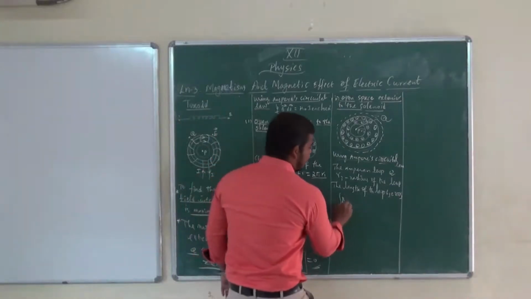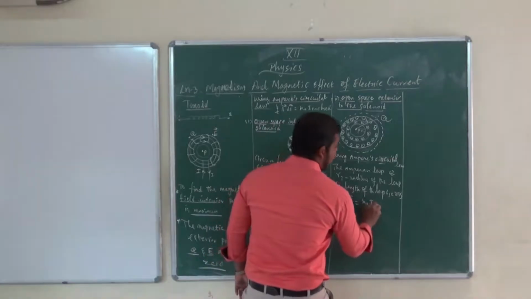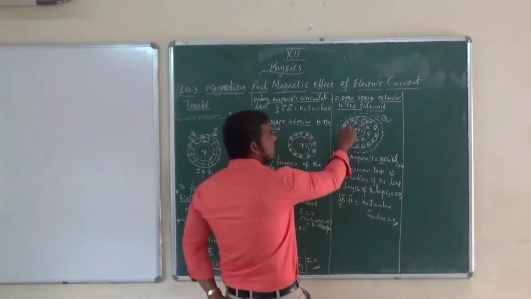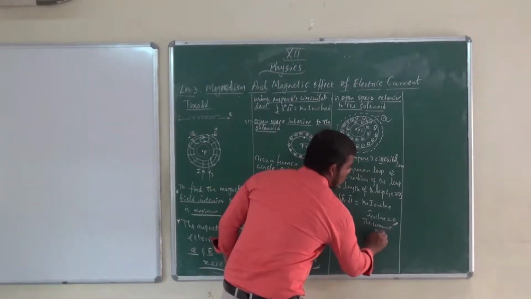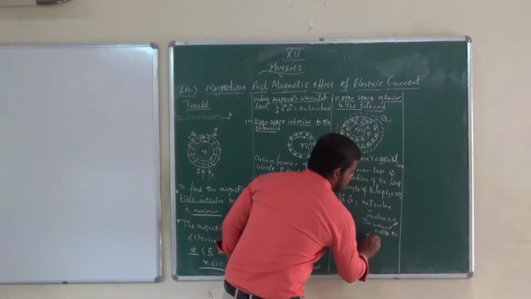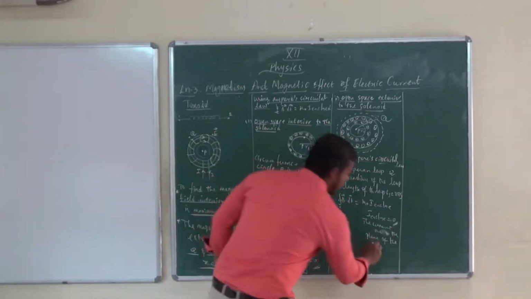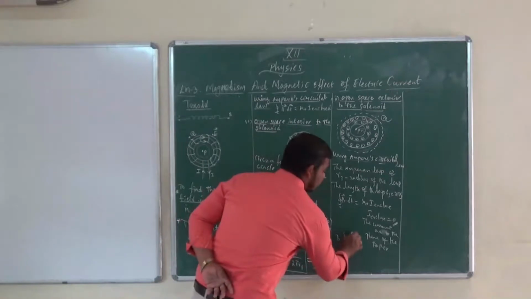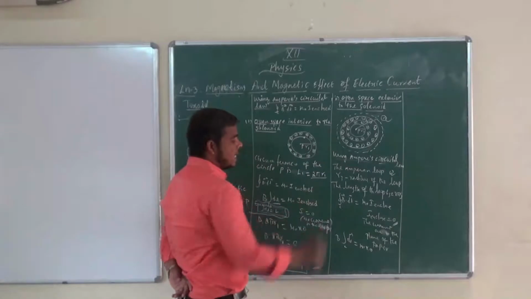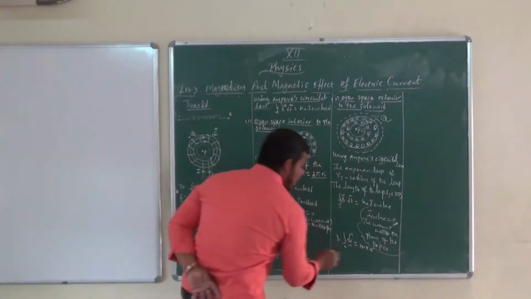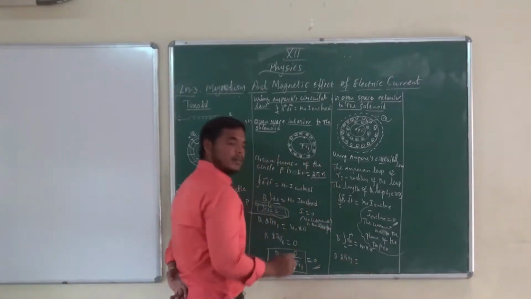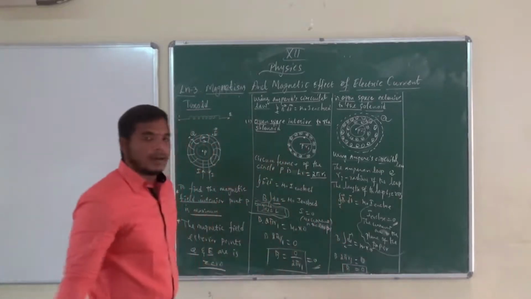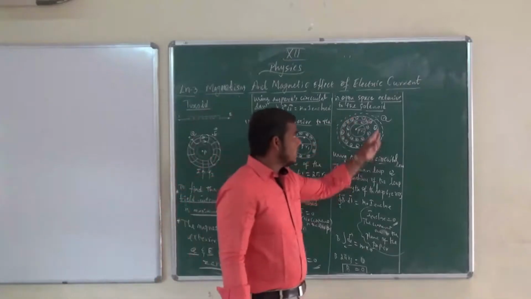Using Ampere's circuital law, the integral of B dot dl equals mu naught times I enclosed. Here I enclosed is 0. The reason is that the current is out of the plane of the paper, so there is no current flowing through the circle. So the equation is the integral of B dl equals mu naught times 0. So B times 2 pi R3 equals mu naught times 0, so B equals 0. This is only possible when there is no current in the circle, so there is no magnetic field.